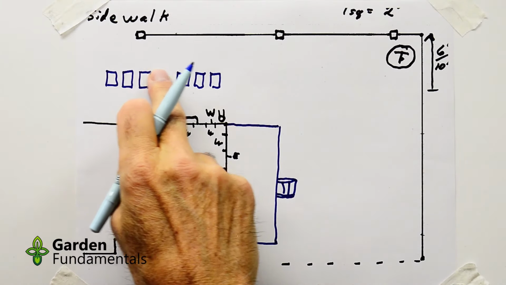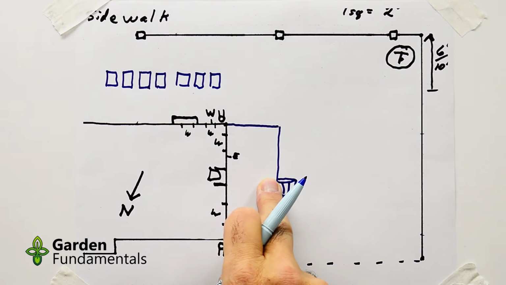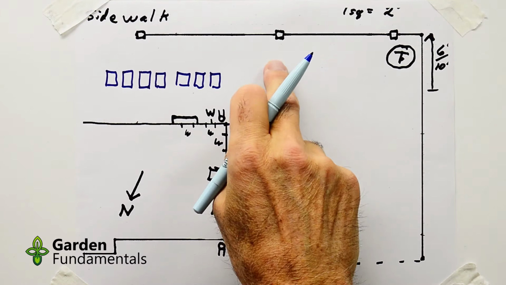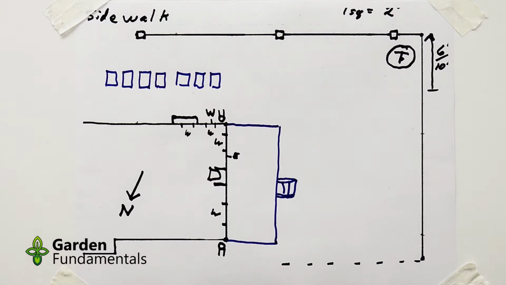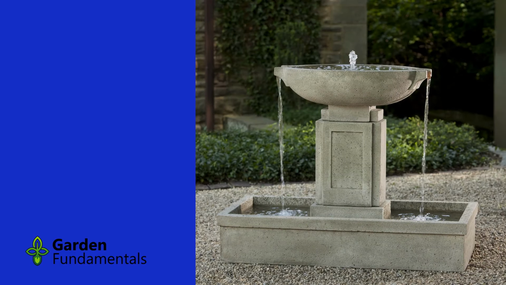It's kind of obvious to take the pathway to here, over here, and up the steps, but that's kind of boring. What if we put something more interesting here? We're interested in having a pond, but what if we replace the pond with a fountain? This would be an excellent place for a fountain.